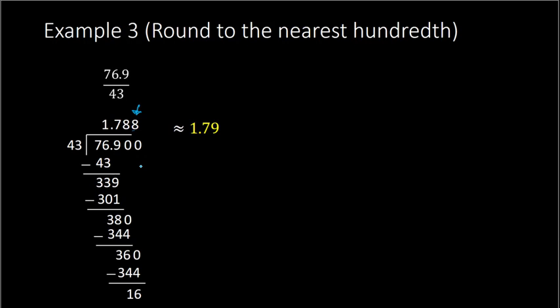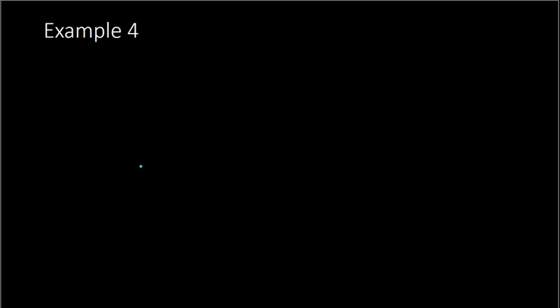All right, let's do one more example where again we're dividing by a two-digit number. Here we have 825.7 divided by 28. So when we set up, it's going to look like this. And we begin by seeing how many times does 28 go into 82.